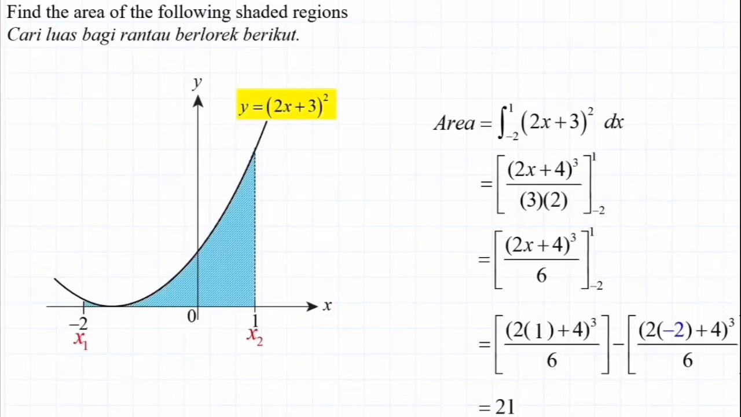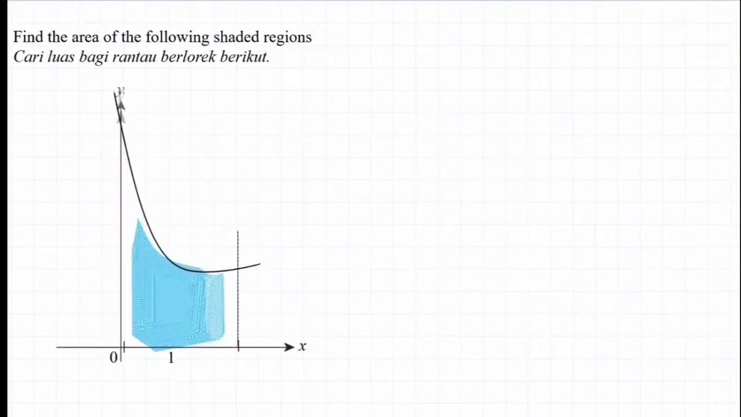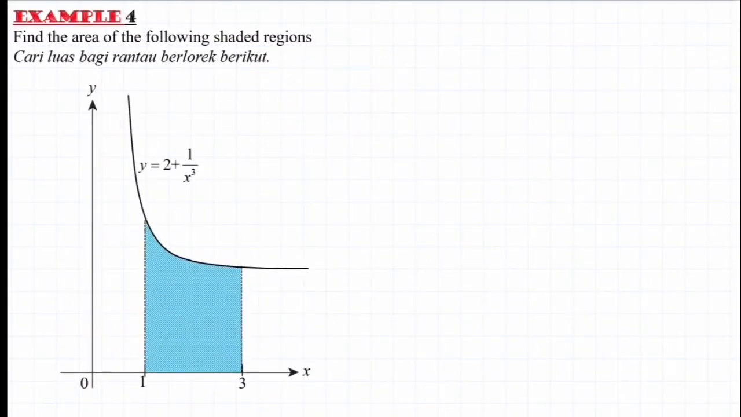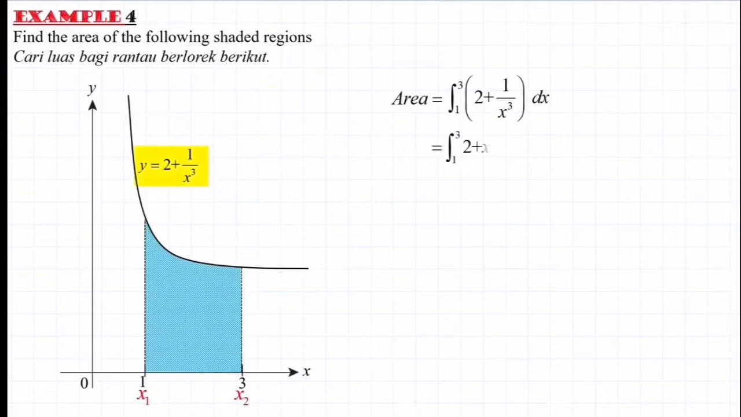Okay, so please remember, this is using the chain rule formula for the area. Okay, now we want to discuss another one. Area, y equals 2 plus 1 over x cubed. So our formula is integrate from 1 to 3, 2 plus 1 over x cubed.